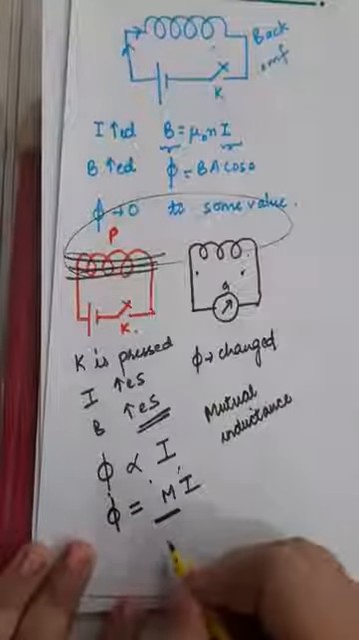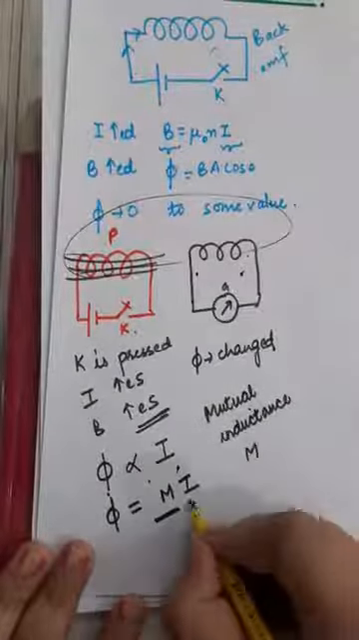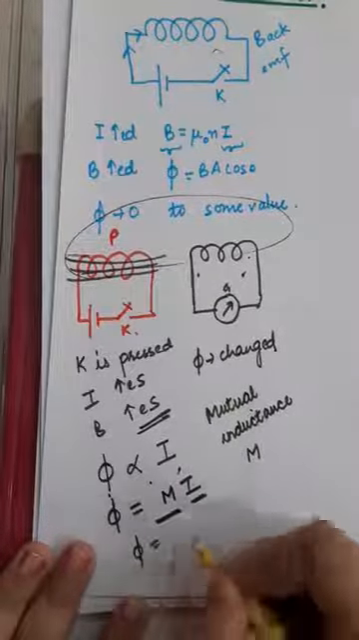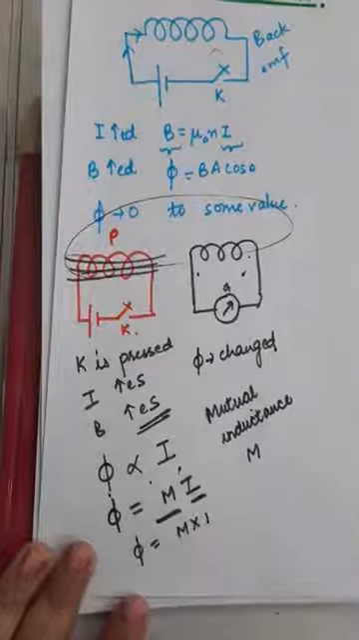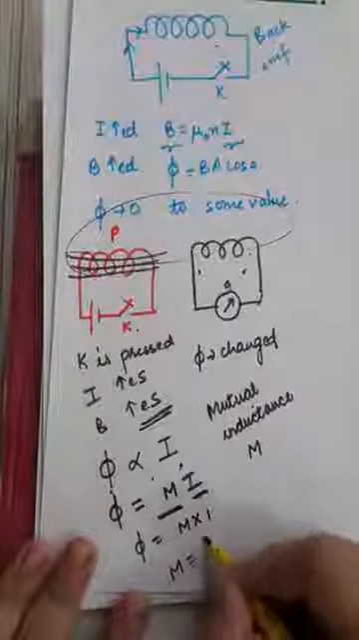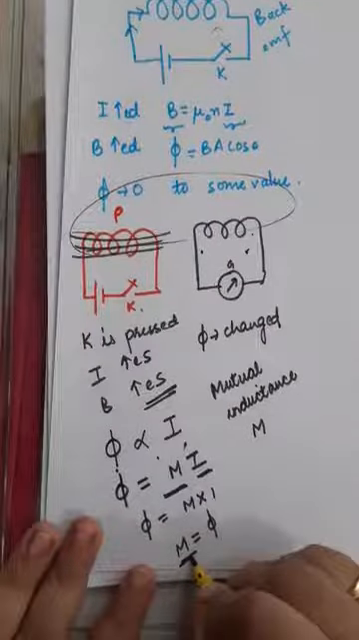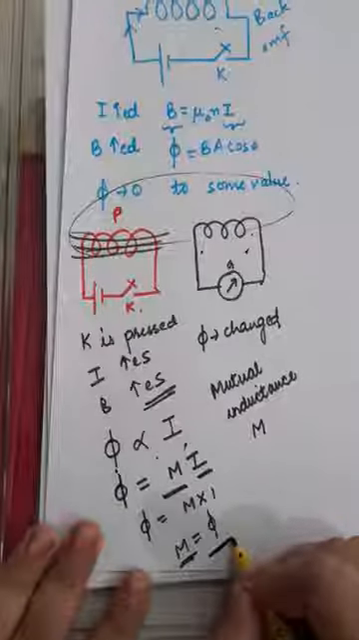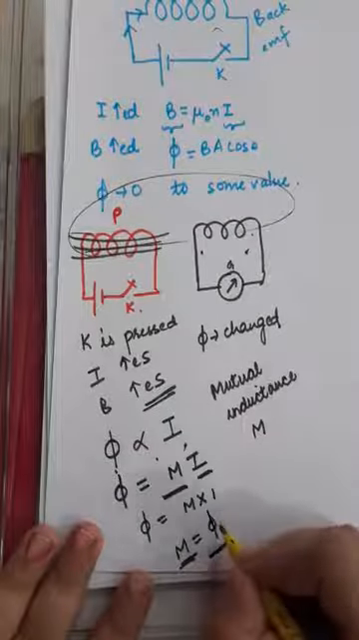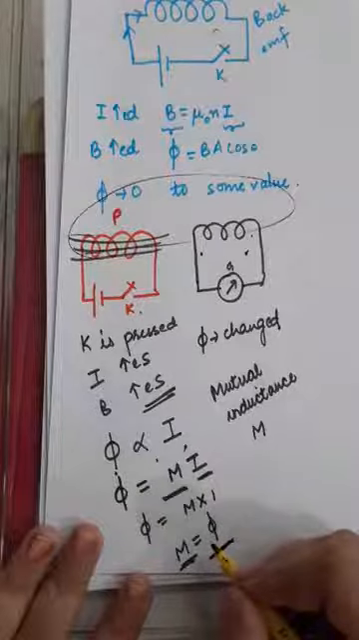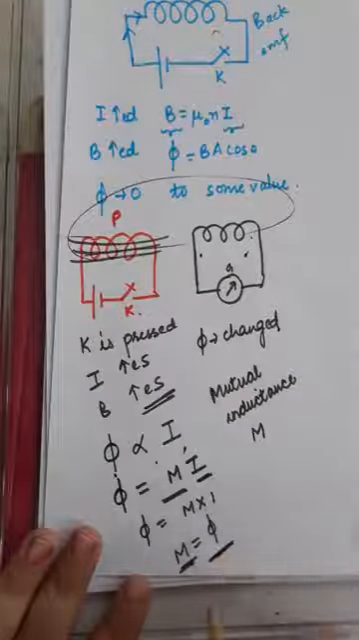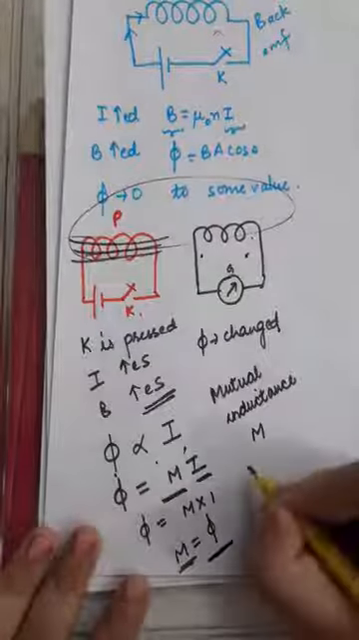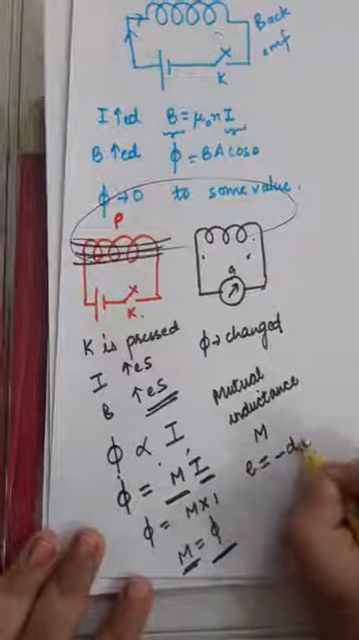So now when you want to define this M, suppose current is 1. So phi is equal to M into 1. So M is equal to phi. So mutual induction is nothing but it is equal to magnetic flux only when the current flowing through the coil is unity. After that, you have E is equal to minus d phi by dt.